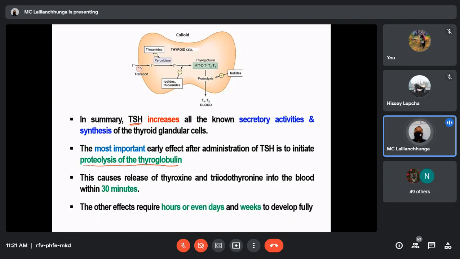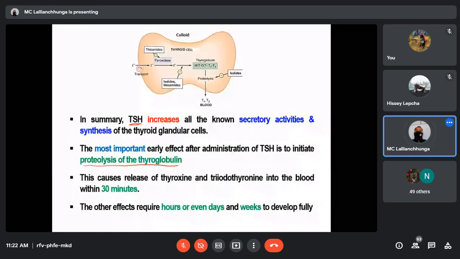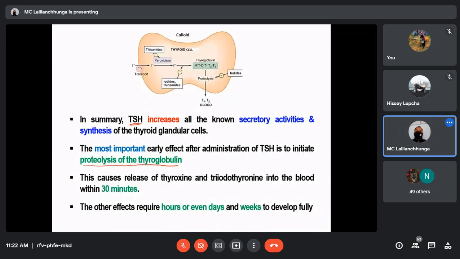But the other effects require hours or even days or weeks to develop, like synthesis of the thyroid hormone, trapping of the iodide, and iodination of the thyroglobulin, that means combination of tyrosine and the oxidized form of iodine. All those things will take a longer time, hours, even days or weeks. But regarding the proteolysis of thyroglobulin, within 30 minutes you can get this result.